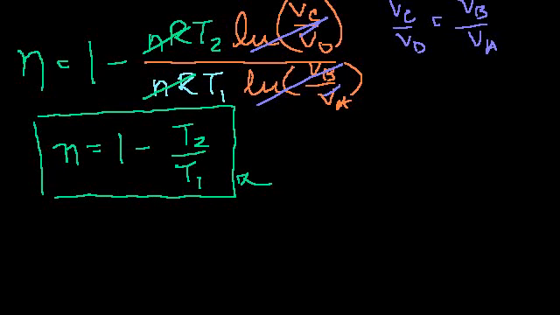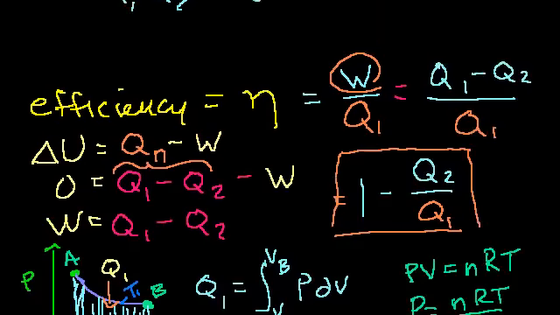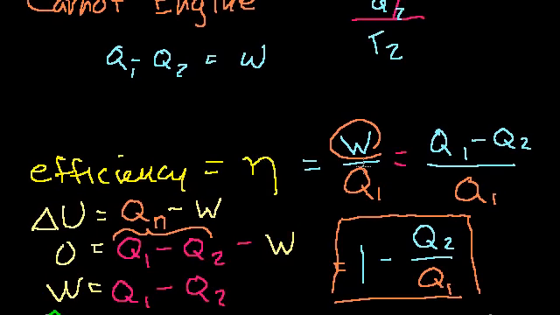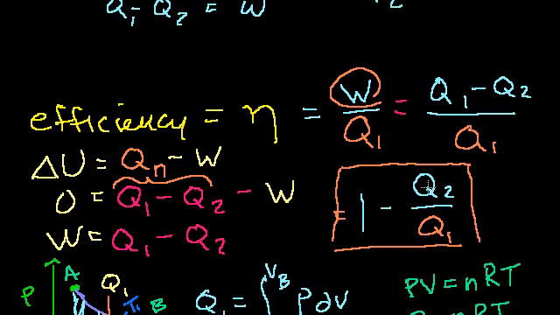In the last video, I showed you that the definition of efficiency, eta, is the work that we do given the amount of heat we are given to work with. And we showed that for an engine, that could also be rewritten as 1 minus Q2 over Q1. Or essentially 1 minus the heat we output from our engine divided by the amount of heat we input to our engine.